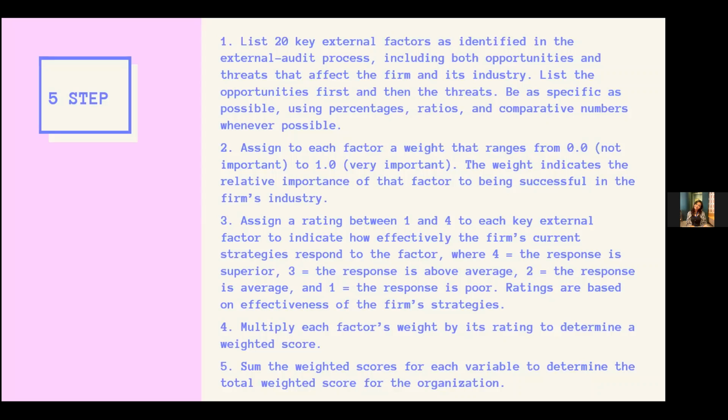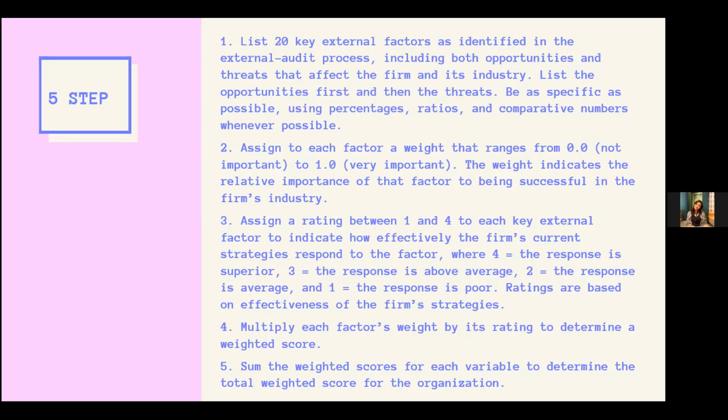And the second step is to assign to each factor a weight that ranges from 0, which is identified as not important, until 1, which is identified as very important. So the weight indicates the relative importance of the factor to being successful in the firm's industry.